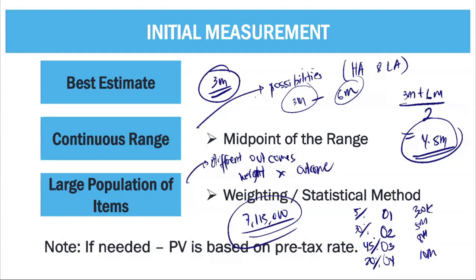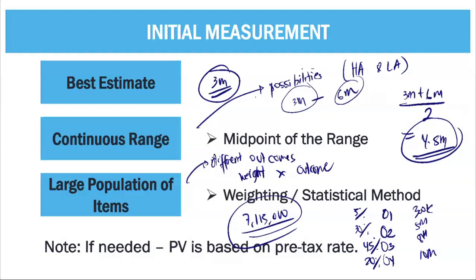Next, what if we have a large population of items? If that is a large population of items, it means we are given different outcomes. And out of the different outcomes, we get the weight of each outcome. For example, here we have outcome 1, outcome 2, outcome 3, and outcome 4: 300,000, 5 million, 8 million, and 10 million. We multiply it by the percentage or its weight to get the value of our provision. Note, if needed, the present value is based on the pre-tax rate.